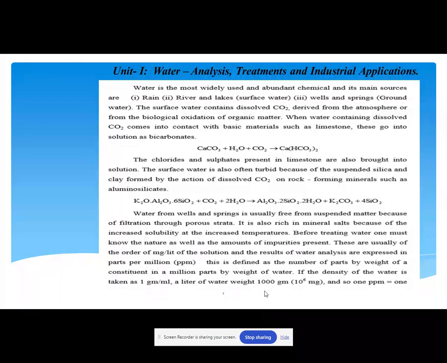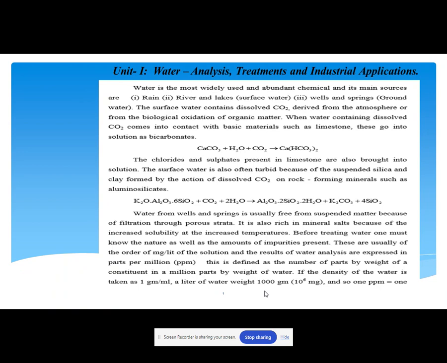Good morning, students. Today we start unit number 1, that is water analysis, treatments and industrial application. As we are aware, water is the most widely used and abundant chemical, and its main sources are rainwater, river water and lake water, wells and springs. Further, it is also categorized as surface water and groundwater.